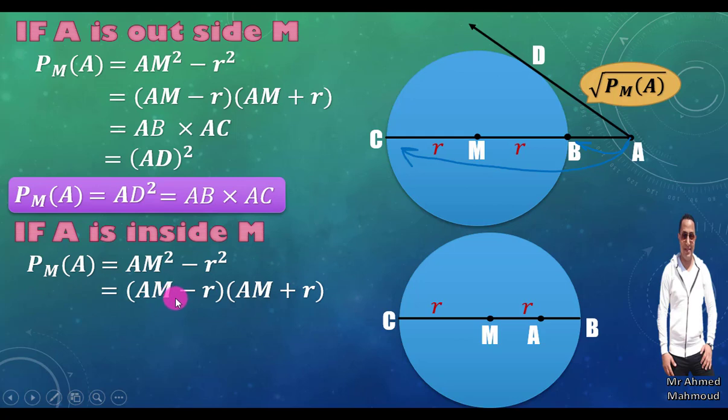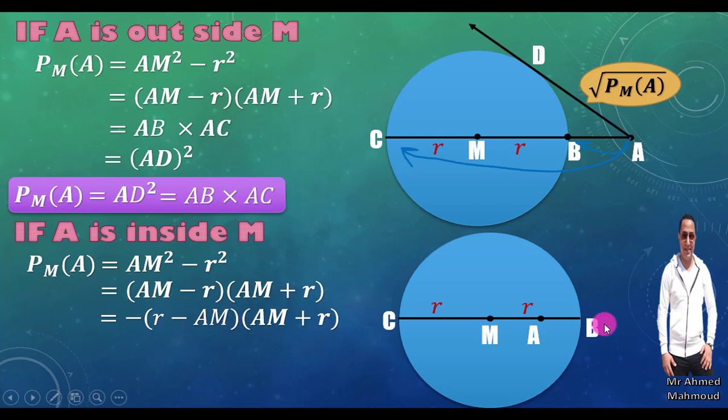But AM is smaller than R. I can't subtract AM minus R. Actually, I can't subtract AM minus R. So I'm going to switch this bracket to be R minus AM, but I'm going to change the sign of this bracket, like this: negative, R minus AM. Okay, because AM is smaller than R.